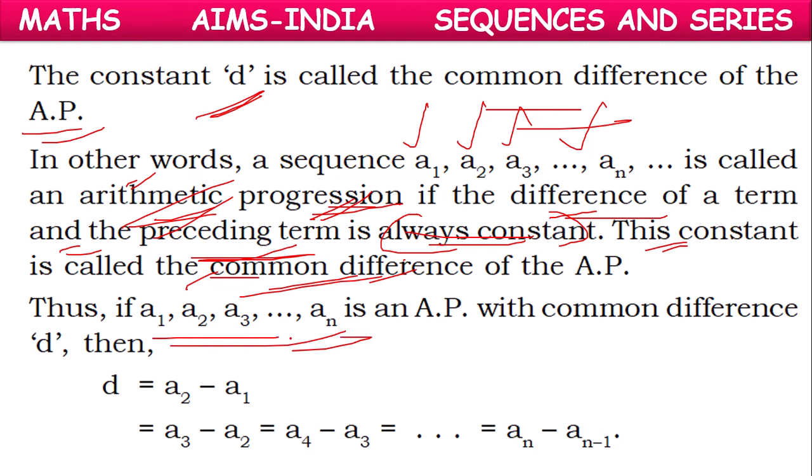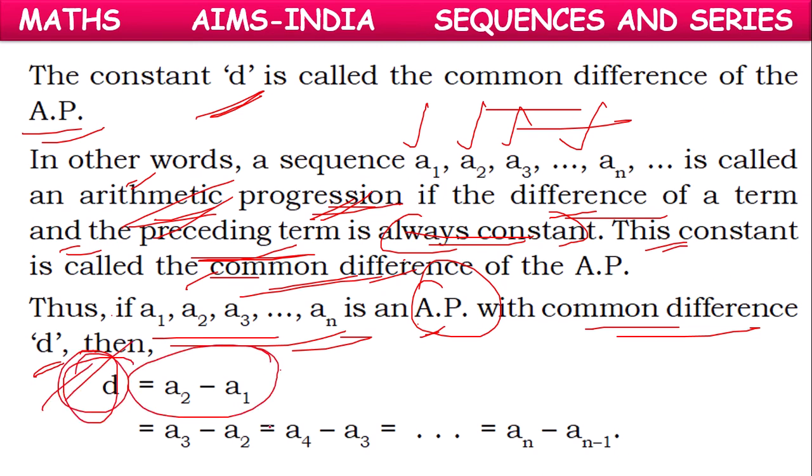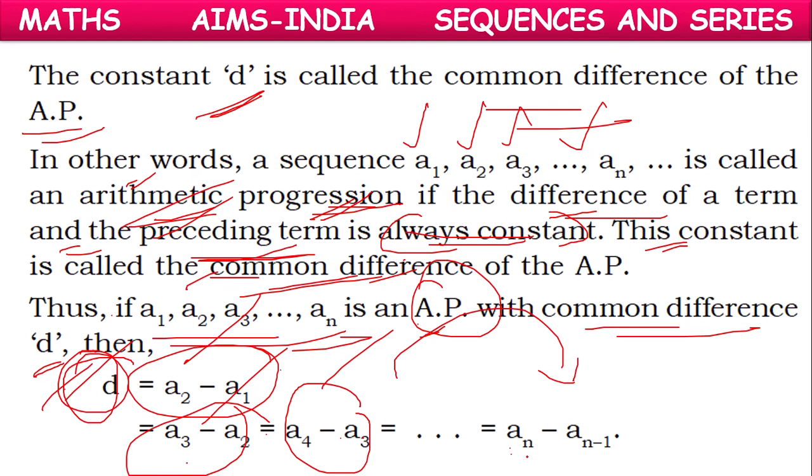If A1, A2, A3 up to An is an AP with common difference D, then this common difference D is given by the formula A2 minus A1, A3 minus A2, A4 minus A3, meaning the difference of any term and its preceding term. Or in general, we can take An, the nth term, minus An minus 1, its preceding term. N may be any number.